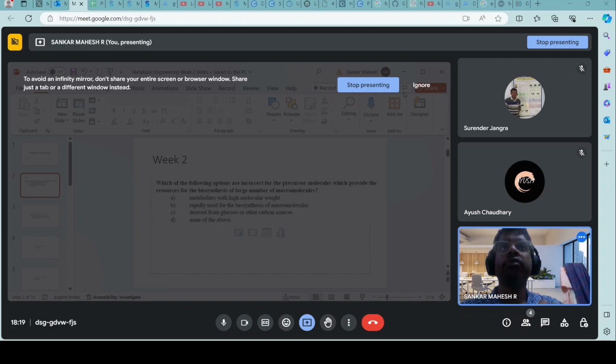The first question is, which of the following options are incorrect for the precursor molecules which provide the resources for the biosynthesis of large number of macromolecules? The options are: option A, metabolites with high molecular weight; option B, they are rapidly used for biosynthesis of macromolecules; option C, they are derived from glucose or other carbon sources; option D, none of the above. You can take a couple of minutes and then raise your hand.